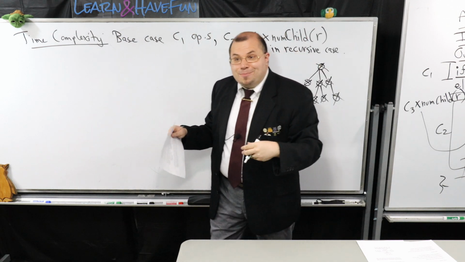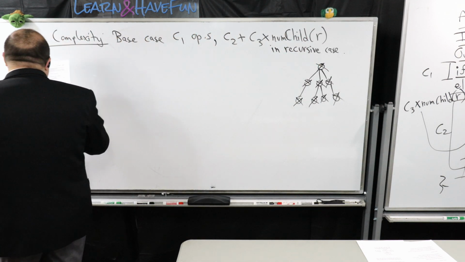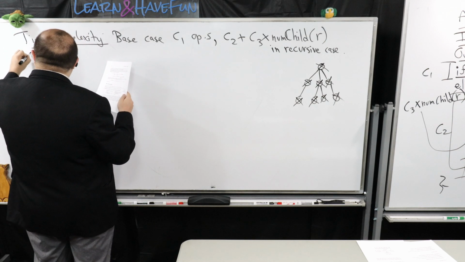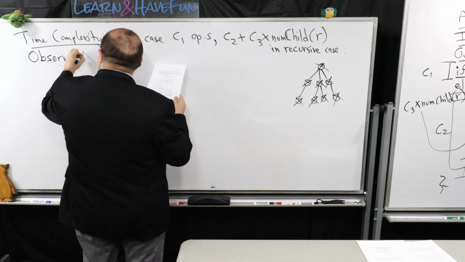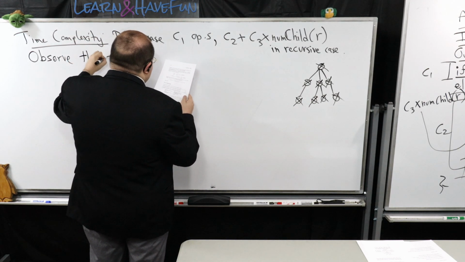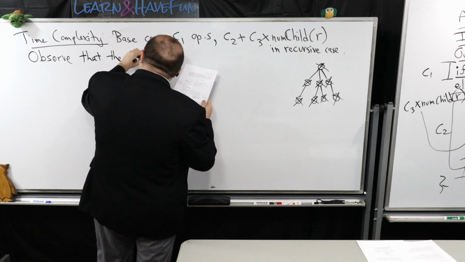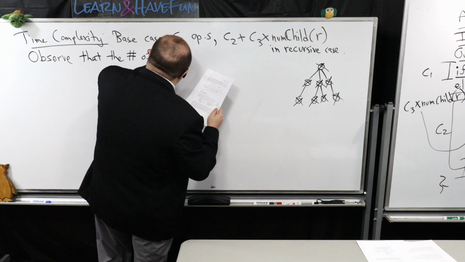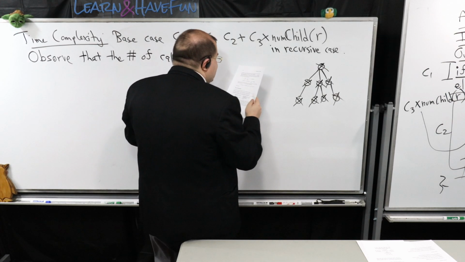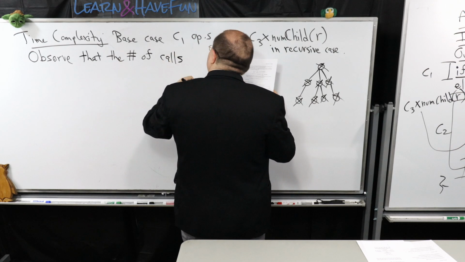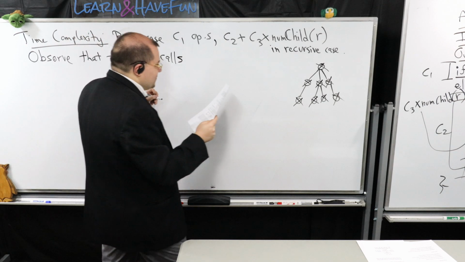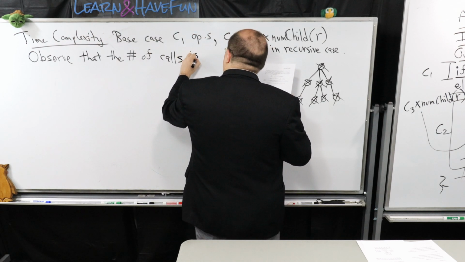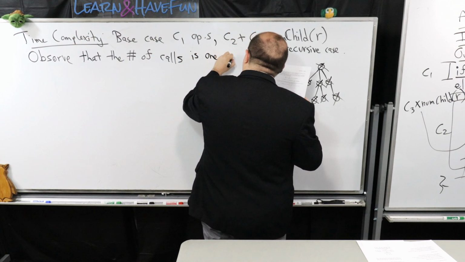Yeah, it's the number of nodes. Yeah, very good, very good. Very good observation there. I like that. So observe that the number of calls, so this is just me bringing in all that recursion now. Observe the number of calls, overall the entire execution of the algorithm. The number of calls is 1 per node, right?